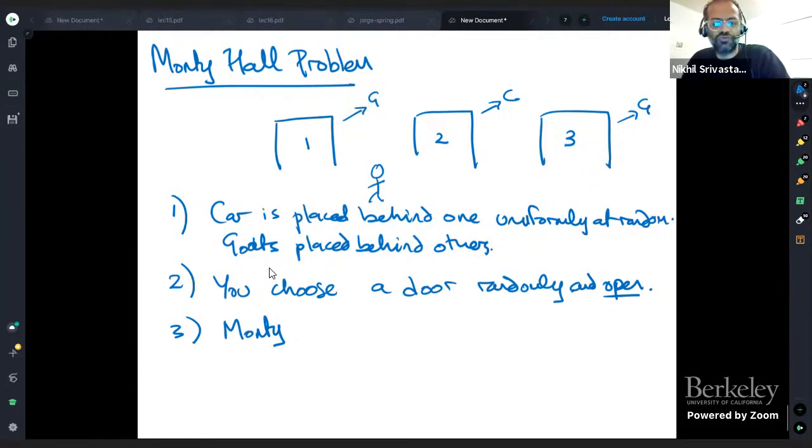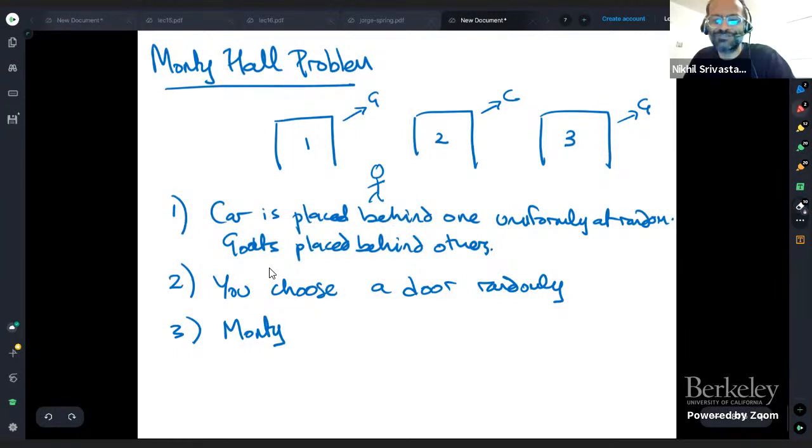But if you open it with a goat, sorry, I've got this wrong. You choose a door randomly and do not open it. You just choose a door randomly. You don't open it. You don't know yet. So let's say you choose this one.